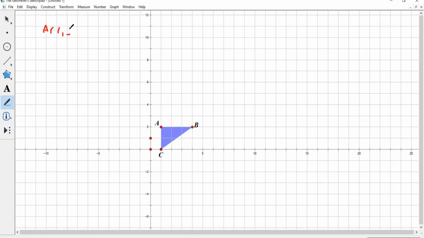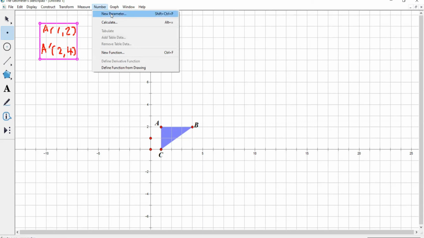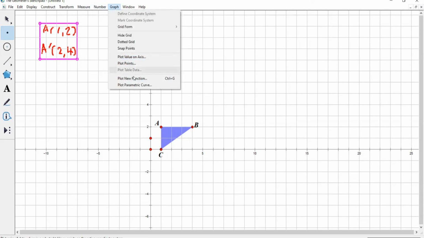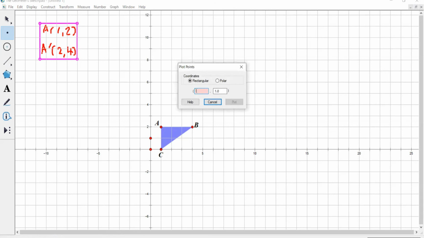So in order to get A prime, since the scale factor is 2, you're going to multiply A by 2. So that means A prime would be 1 times 2 is 2, then 2 times 2 is 4. So that's going to be A prime. All we do is multiply A by 2. So we're going to plot this point A prime now. A prime is (2, 4). That's A prime.